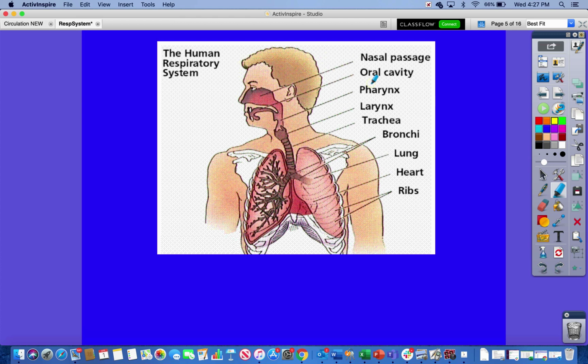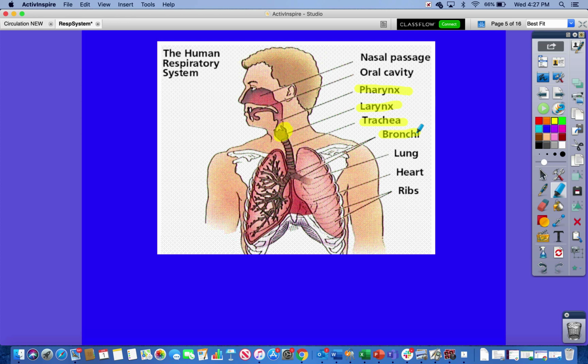Again, some things you should be aware of. The pharynx is kind of like your throat and the passageway that the air is going to go from your mouth down. The larynx, you can see, is this little voice box right there. The trachea, again, you can feel those in your throat.